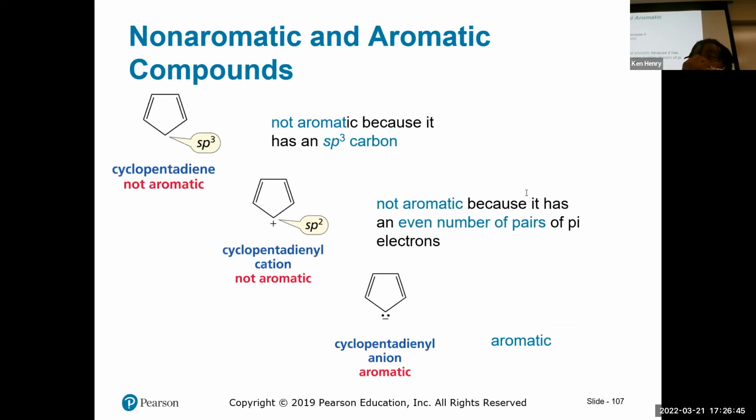So here we have cyclopentadiene, which is considered to be non-aromatic. So we have the cyclopentadienyl cation, that is also going to be non-aromatic. Where we have the cyclopentadienyl anion, that one is going to be aromatic because it has an odd number of pairs of pi electrons.